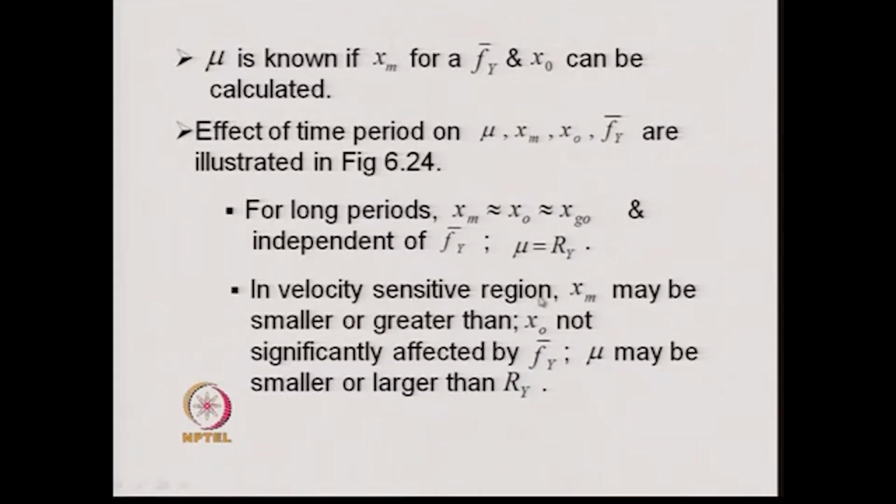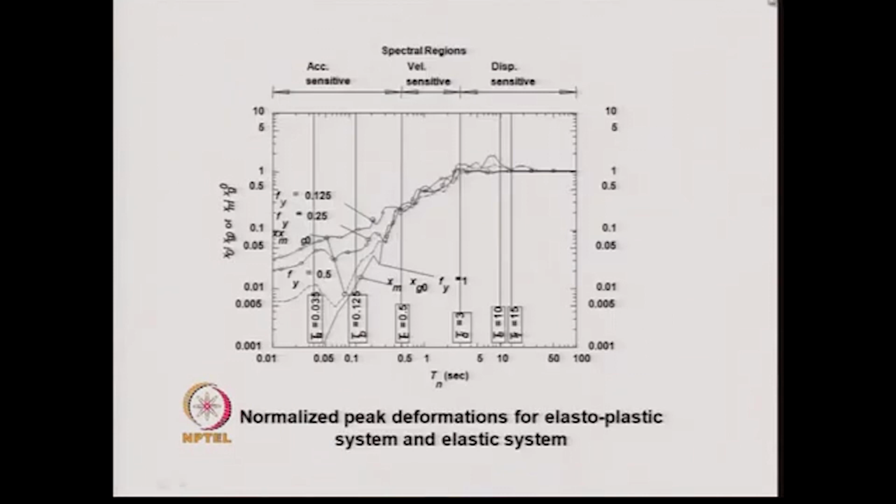In the velocity sensitive region, xm may be smaller or greater than x0 and is not significantly affected by f bar y. Mu may be smaller or larger than Ry. We can see from the curve, this is the velocity sensitive range, the in-between region from here to here, and in this range the value is not very sensitive to f bar y, and the ductility can be less or more for different values of f bar y.